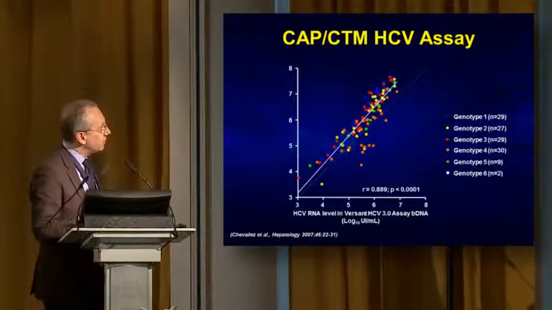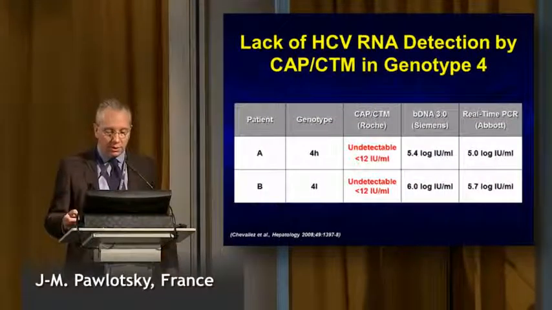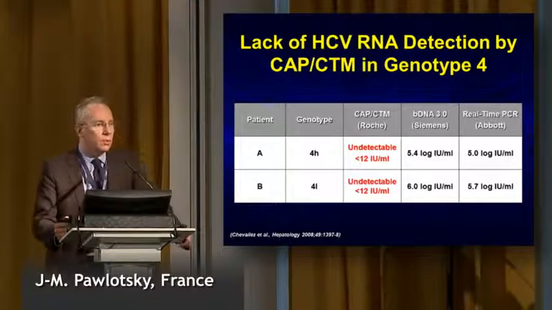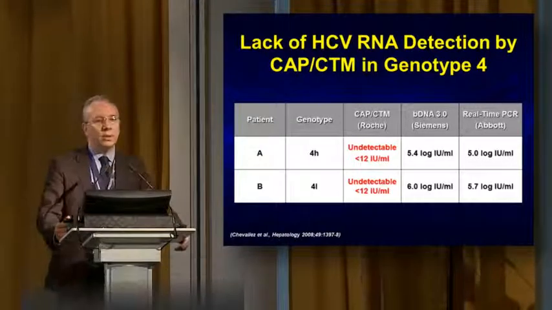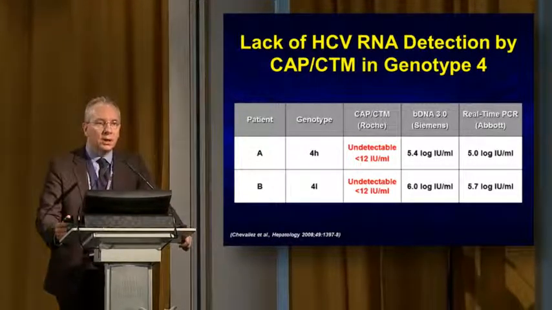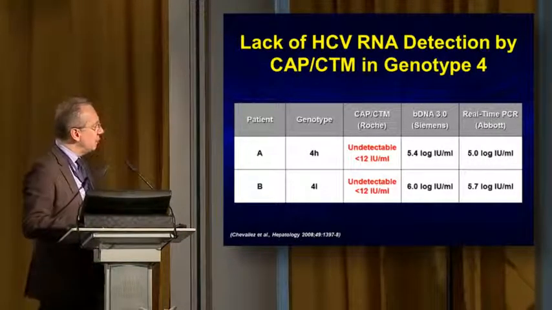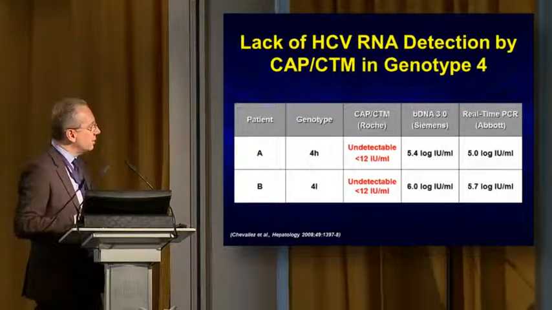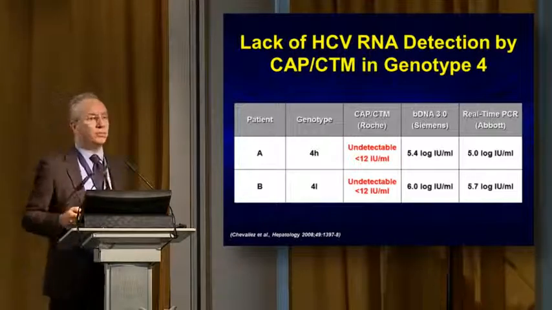You see here a very good correlation with the values, but here some of the values for genotype 2 and 4 were too low, and when we looked at the difference, we observed that this assay, the first generation of the Roche assay, was underestimating a substantial proportion of viral loads in patients infected with genotype 4. And we even identified 2 patients here who had undetectable HEV RNA with the Roche assay, but detectable high-level HEV RNA with the branched DNA assay and the real-time PCR assay from another company, with high viral load. So there was a problem with this first-generation assay.